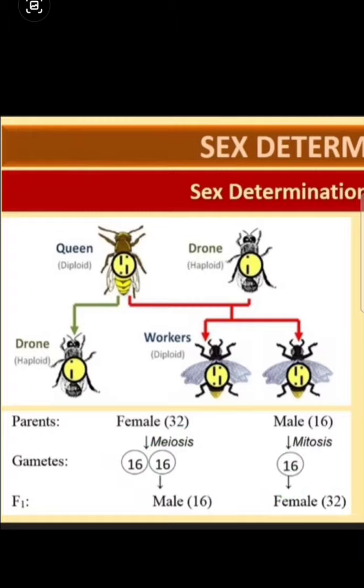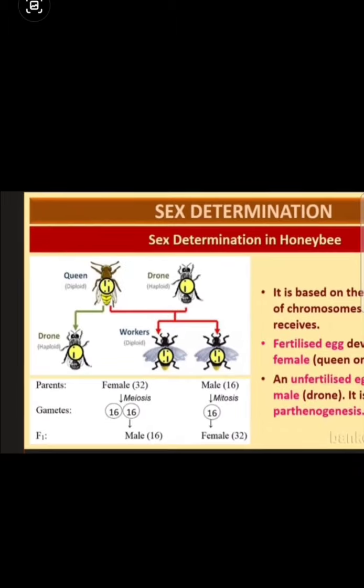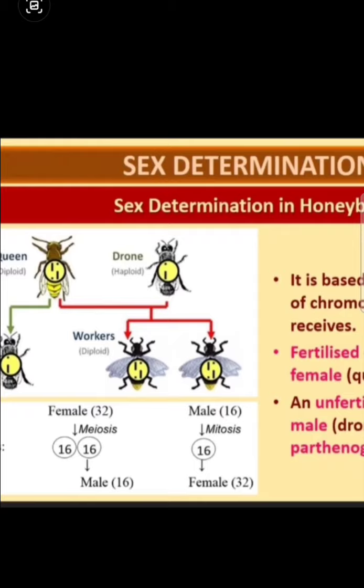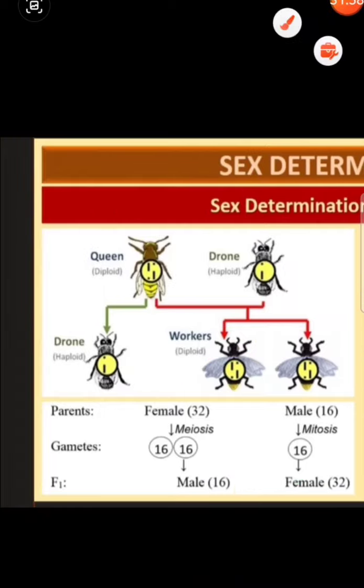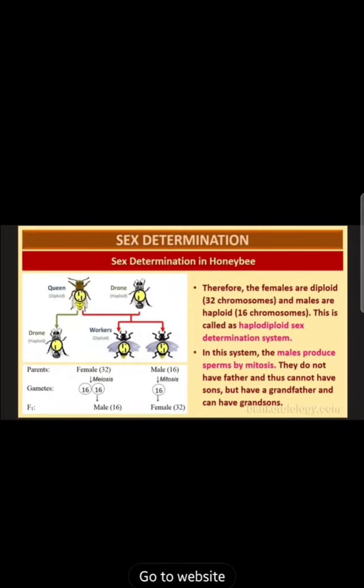So that is why the female progenies and workers will be by the process of fertilization, but males will be by the process of parthenogenesis. Okay, this you have to remember. Therefore the females are diploid with 32 chromosomes and males are haploid with 16 chromosomes. This is called the haplodiploid sex determination system.